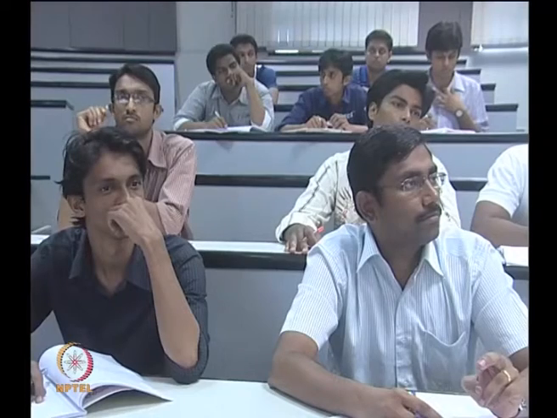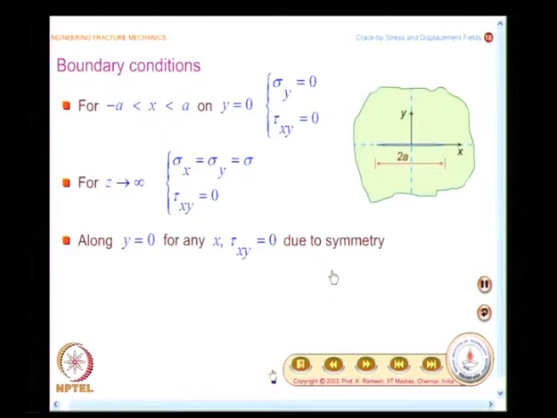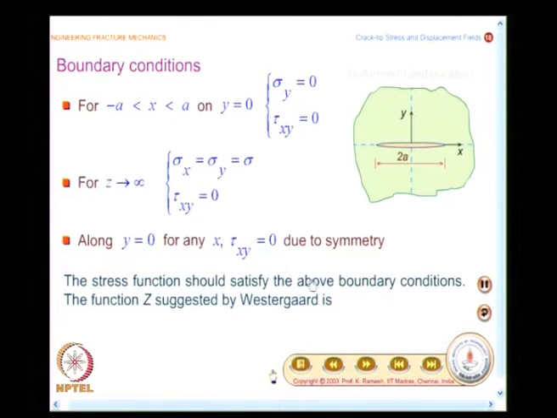In fact, he solved a set of problems, about 8 or 9 in one single paper. He solved conventional problems as well as problems involving cracks, problems involving single crack as well as multiple cracks. And what is the kind of stress function that he had proposed for the case of central crack in an infinite strip? The stress function takes the form capital Z equal to sigma z divided by root of z squared minus a squared.